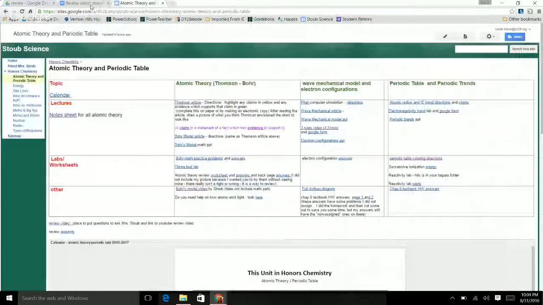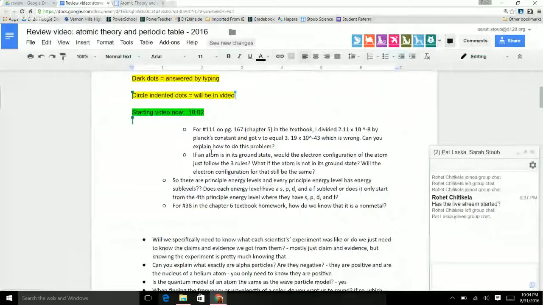Okay, where I am for number 111 on page 167. I remember this question. And I think what's going on with this person is their calculator is malfunctioning on them. So I divided 211 times 10 to the negative 8th by Planck's constant. Okay, so they got that 211 times 10 to the negative 8th by taking those two energy values and finding the difference between them, like literally subtracting them. 6.05 times 10 to the negative 20th minus 2.18 times 10 to the negative 18, and you would get 10 to the negative 8.